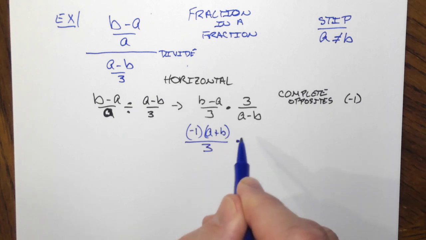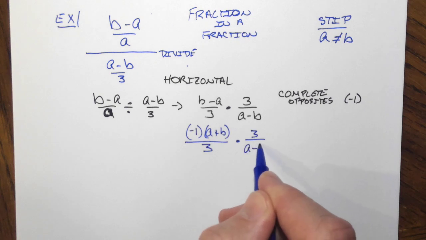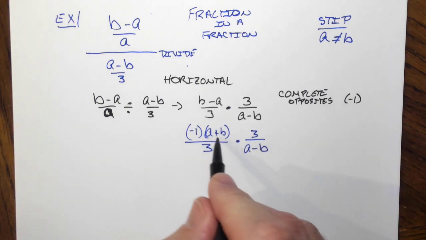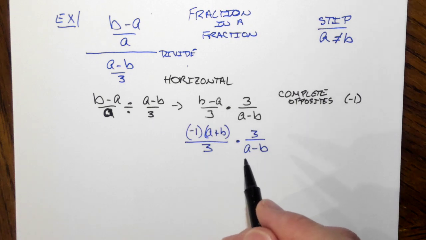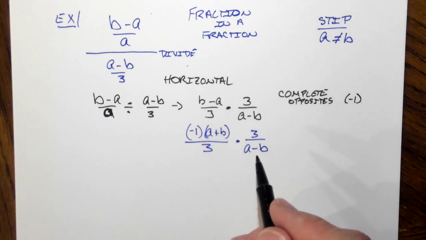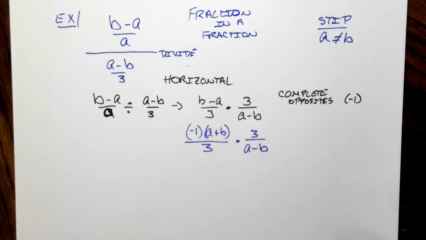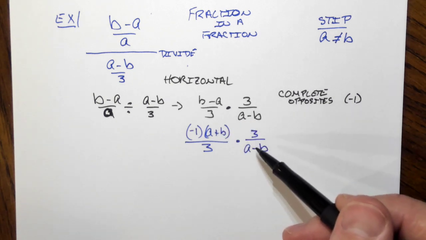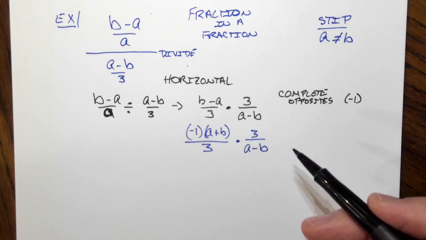Over 3 times 3 over A minus B. Well, look what happens. Nothing. I didn't get the complete opposite that I wanted. So, what do? Well, that's what happens sometimes. You might factor these things out and you think you got an idea like this, and then they don't cancel out. So then what? We don't panic.